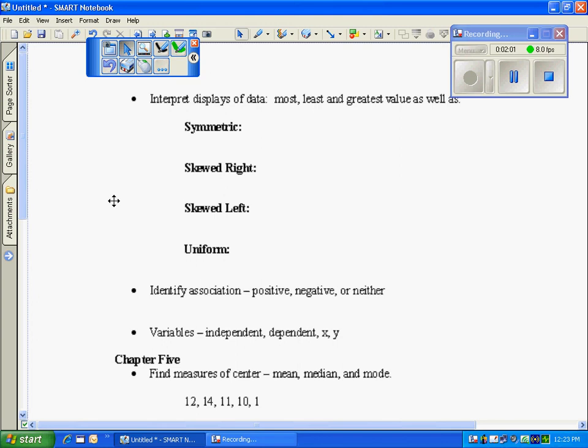And that brings us to the distributions that we need to know. We'll be focusing a lot on the symmetric distribution for the rest of the course after this midterm. In a symmetric distribution, we say it is symmetric because all the measures of center fit here: the mean, the median, and the mode.